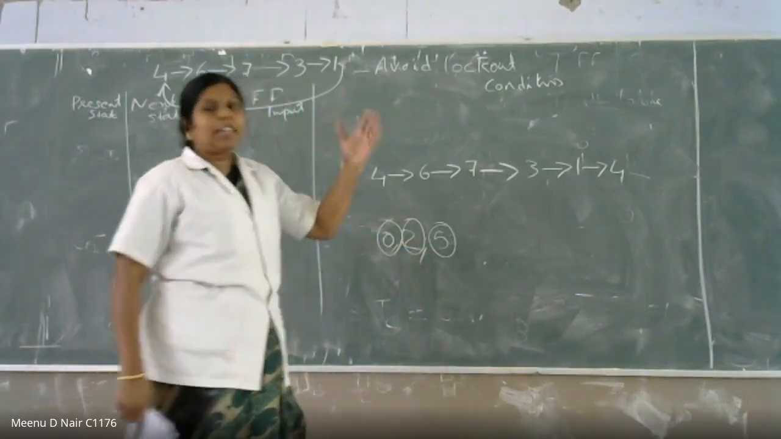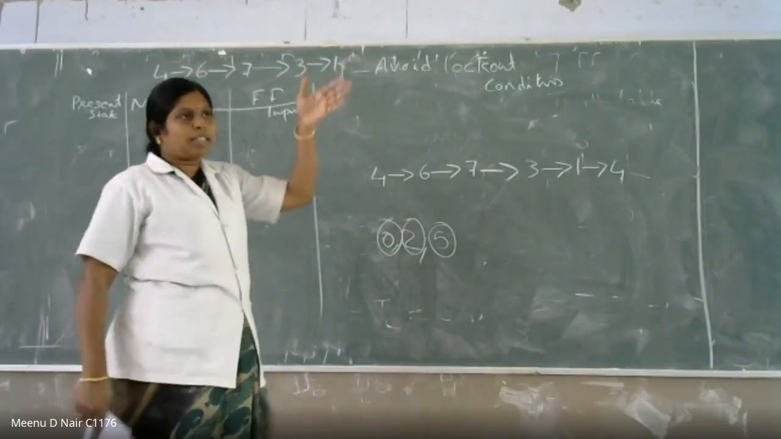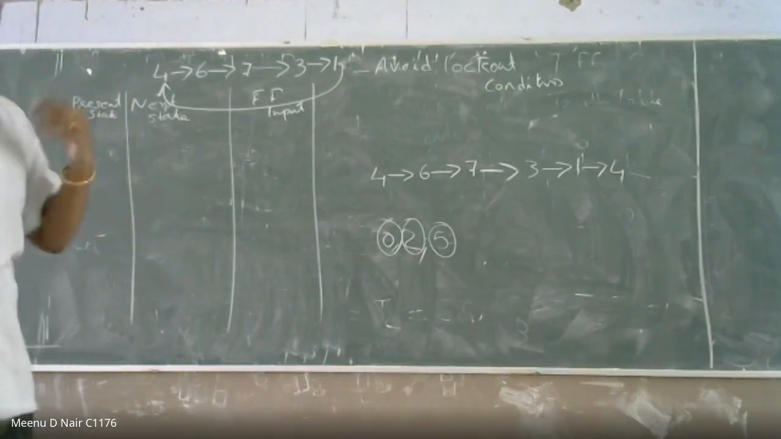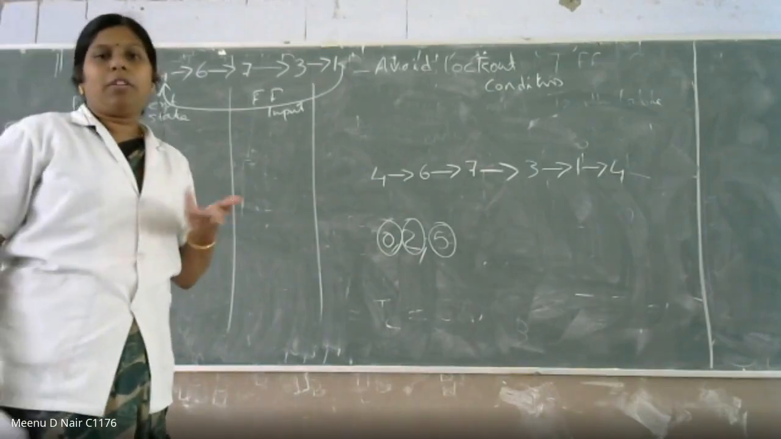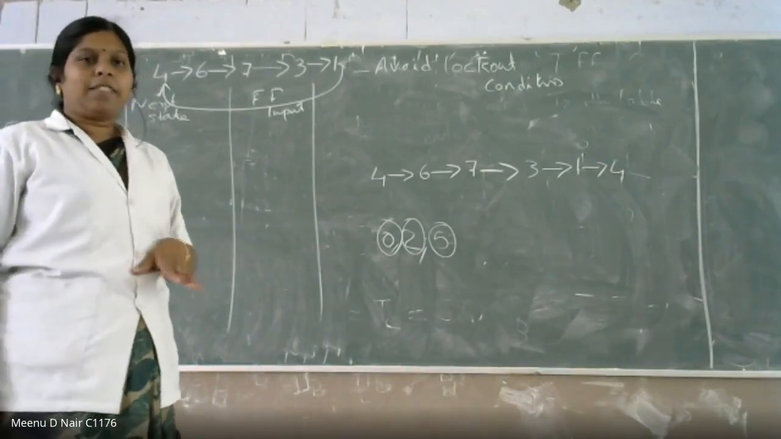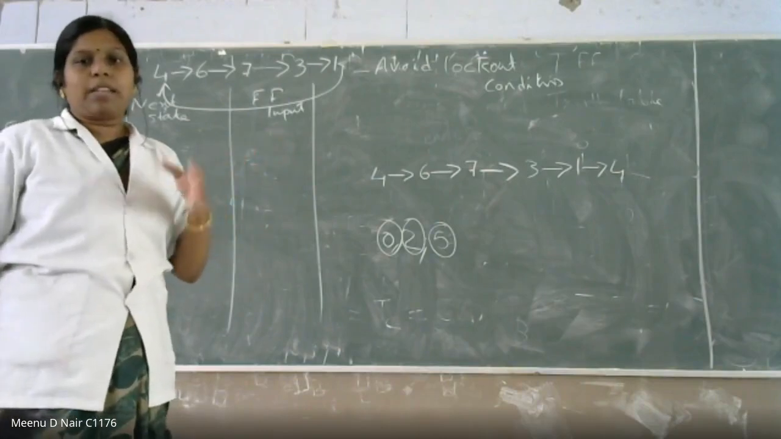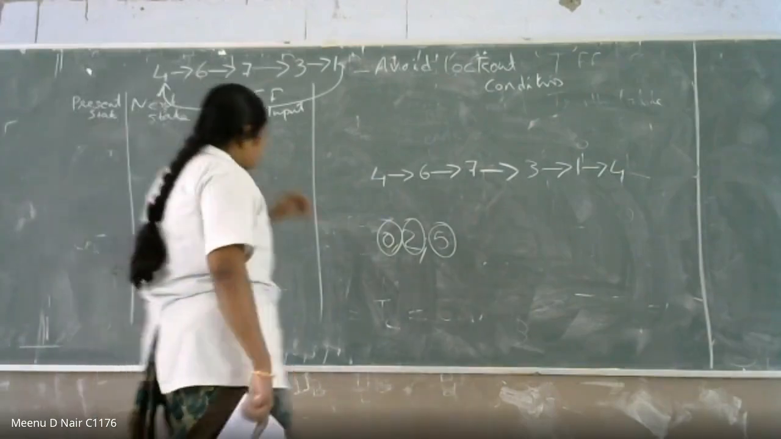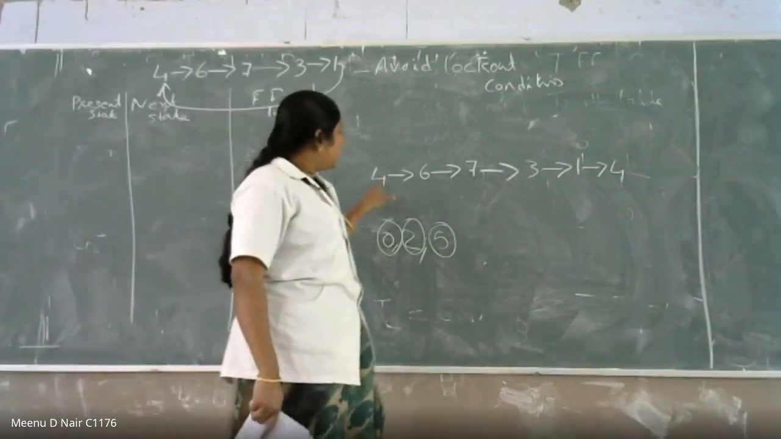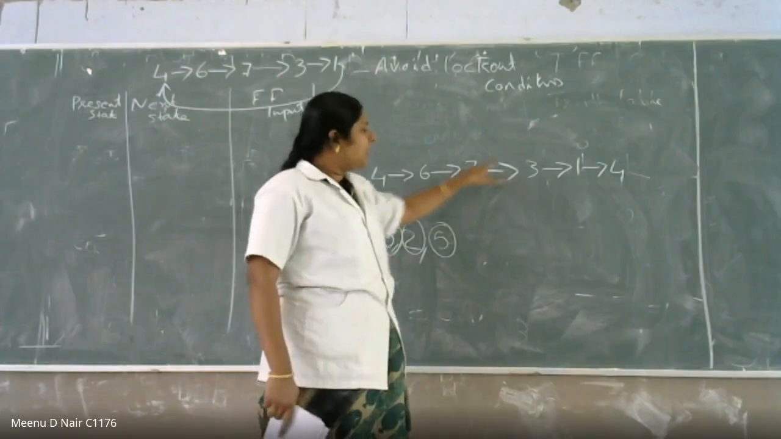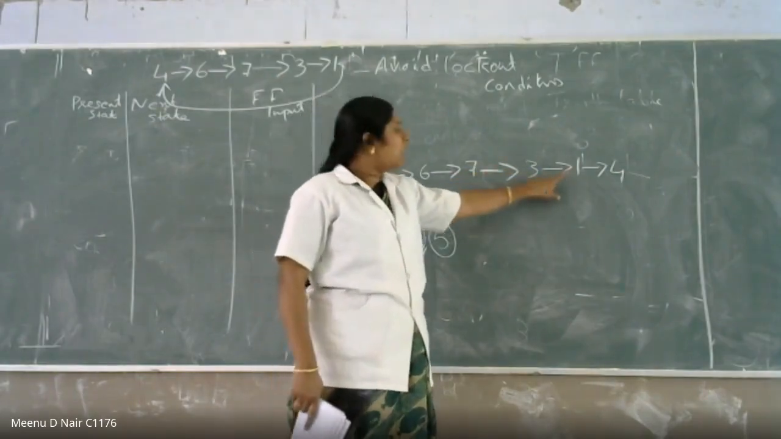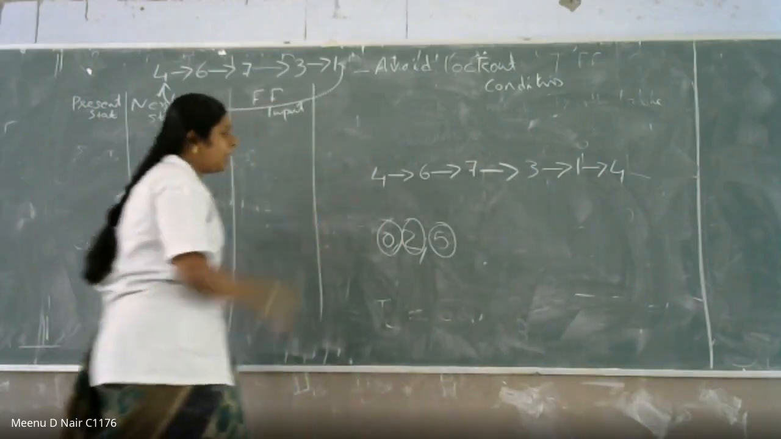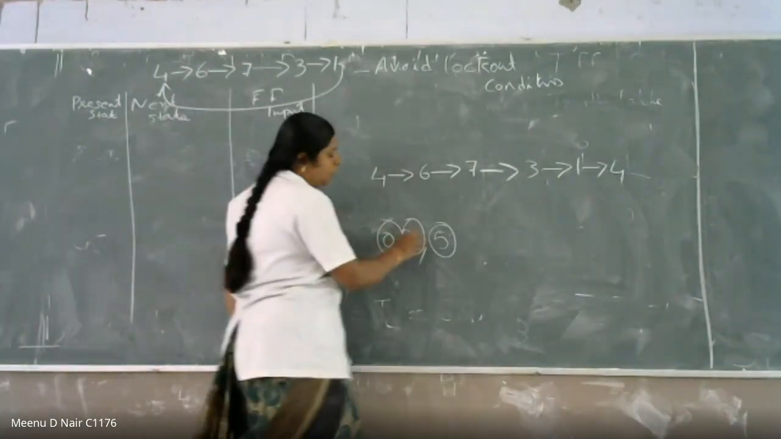But in the previous counters, it is counting in order: 0, then 1, 2, 3, 4, 5, and once 5 comes, it is back to 0. It is based on the mode terminal, right? So here it has to count 4, next 6, then 7, then 3, then 1, and again 4. What is happening in this condition? 0, 2, 5 are missing.